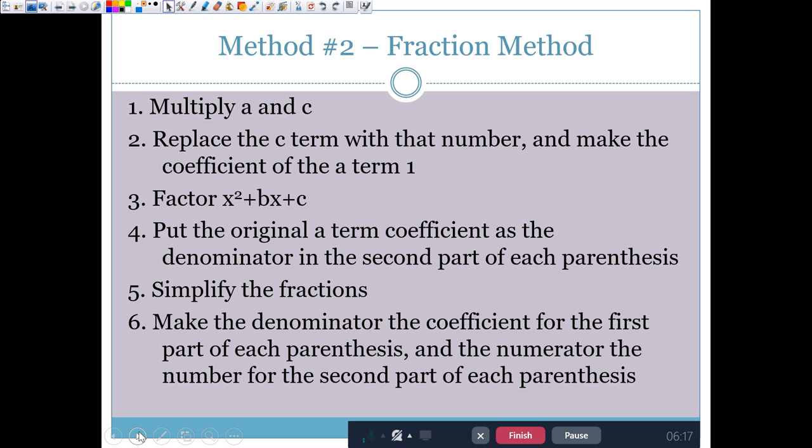Then I'm going to simplify my fractions, and then I'm going to make the denominator the coefficient in the first part of each parenthesis, and the numerator the second part of each parenthesis. I know it sounds confusing, however, when we practice it, you'll get it, okay?